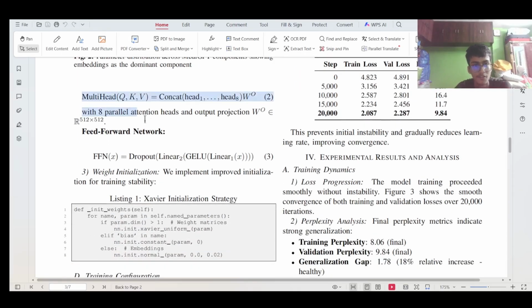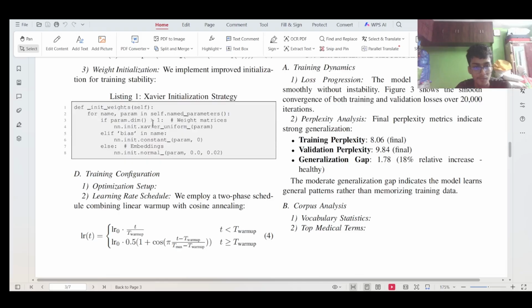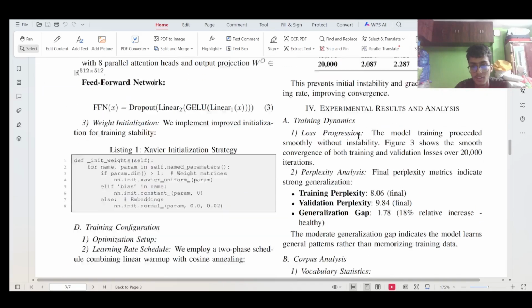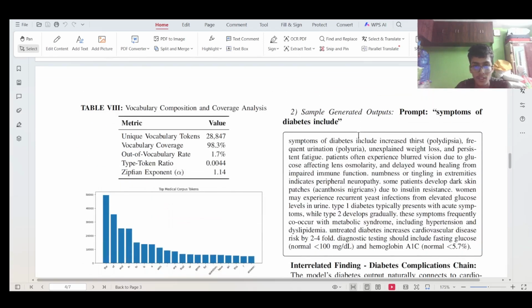This is a corpus analysis of the generated text, and multi-attention is a different perspective of calculation. That is what it is. And you can see I used the AdamW optimizer. This paper tells you everything, like all the things I have done.